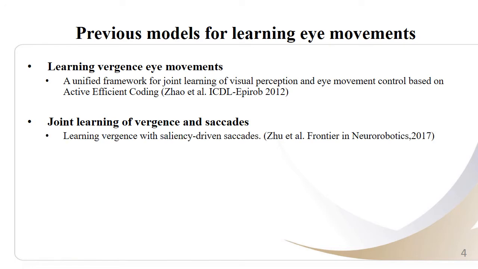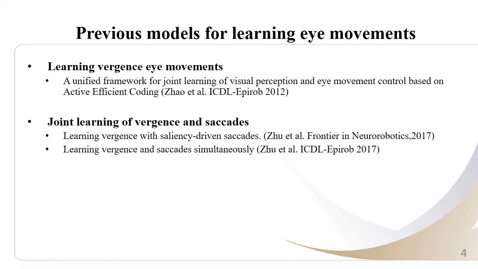There are 2 subworks related to this topic. One is learning vergence with saliency-driven saccades. The other is learning vergence and saccades simultaneously. Both works show that the introduction of saccades improves the learning of vergence.